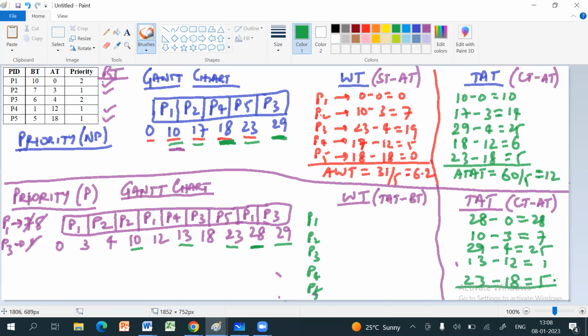So the average turnaround time will be the sum of all these, again divided by 5, the total number of processes. So that would be 35 plus 25 is 60, 61, 66. 66 by 5, which is again 13.2.